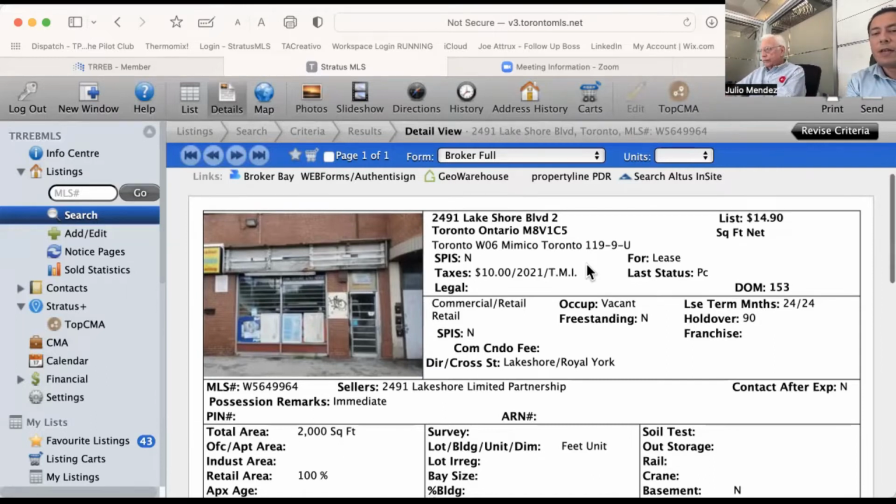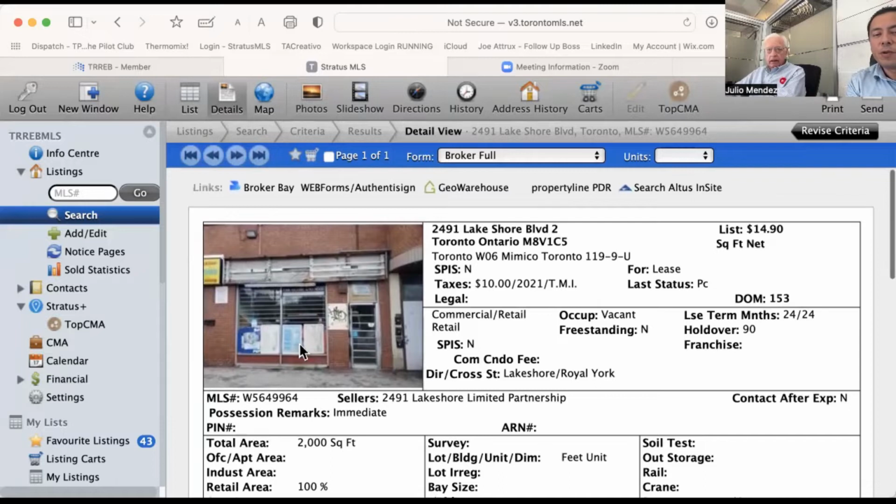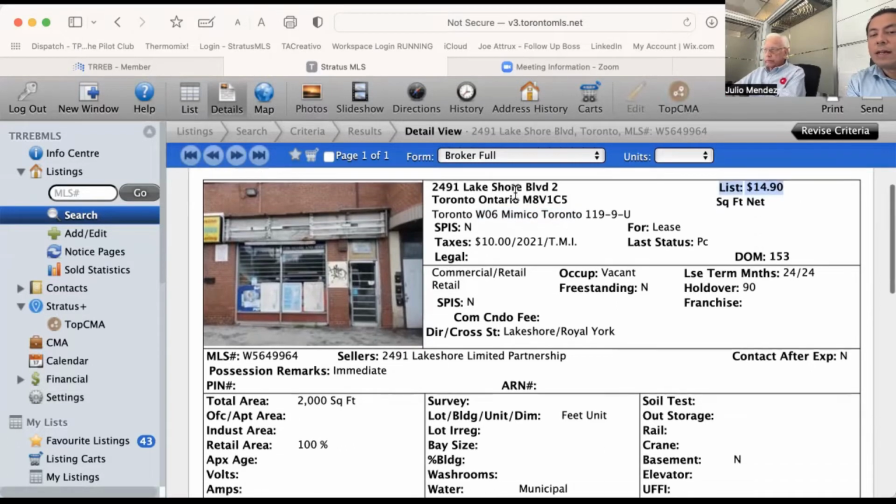Correct. So Ali here gave me a listing, although it's not the most pretty looking store, but anyway, for the sake of argument, we have a listing here at Lakeshore in W06 Mimico in Toronto, and the net lease here is $14.90 per square foot. TMI is for 2021, so that was last year. The TMI was $10. TMI, that's taxes, maintenance, and insurance.